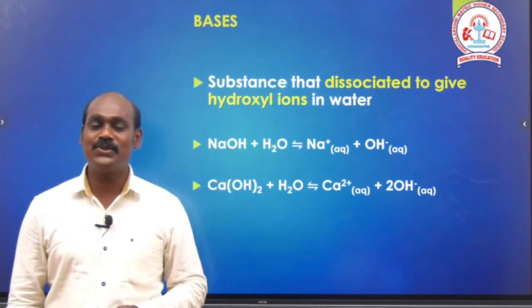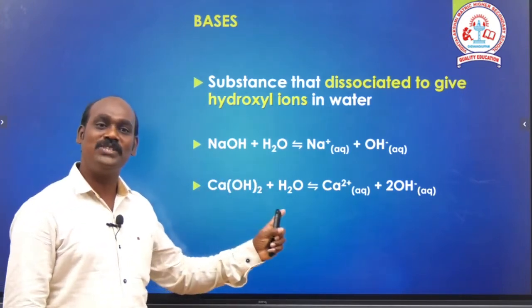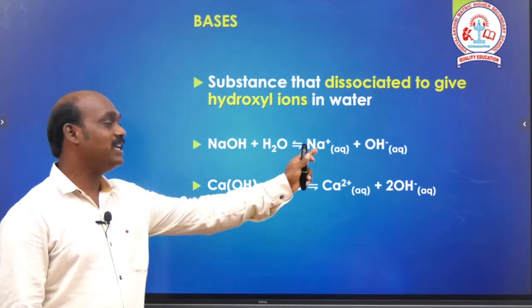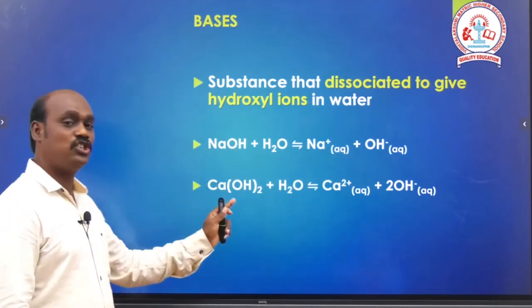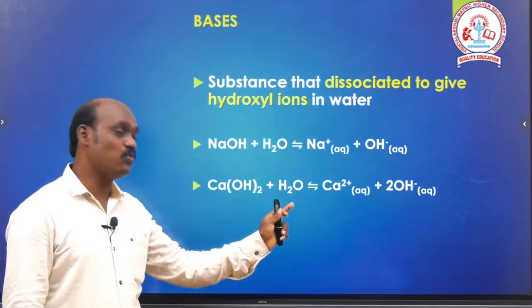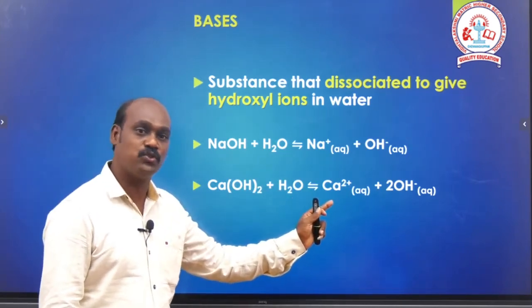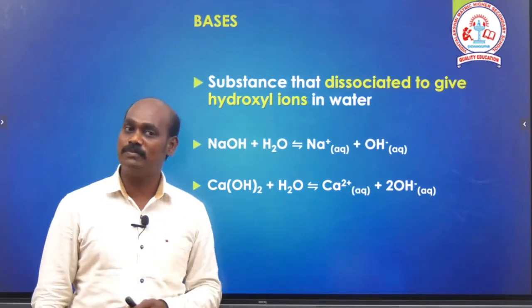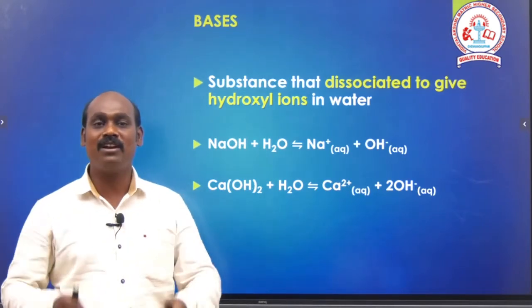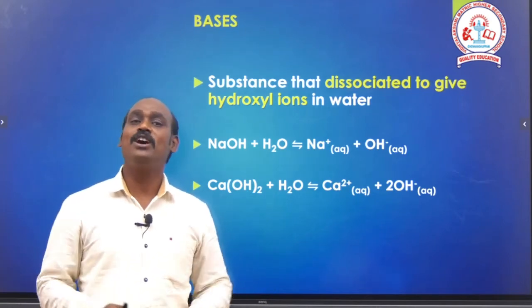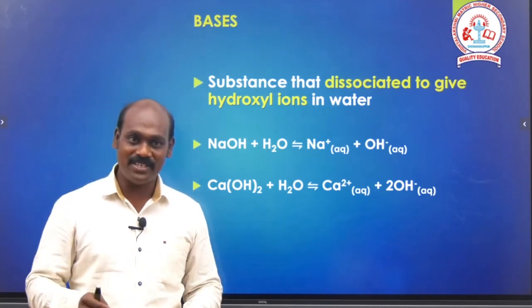Let us take sodium hydroxide, which dissociates in water to form Na plus and OH minus. Similarly, calcium hydroxide dissociates in water to give calcium 2 plus ion and 2 OH minus ion. Here, these substances give OH minus ion in water, so they belong to bases. Okay, viewers, fine.